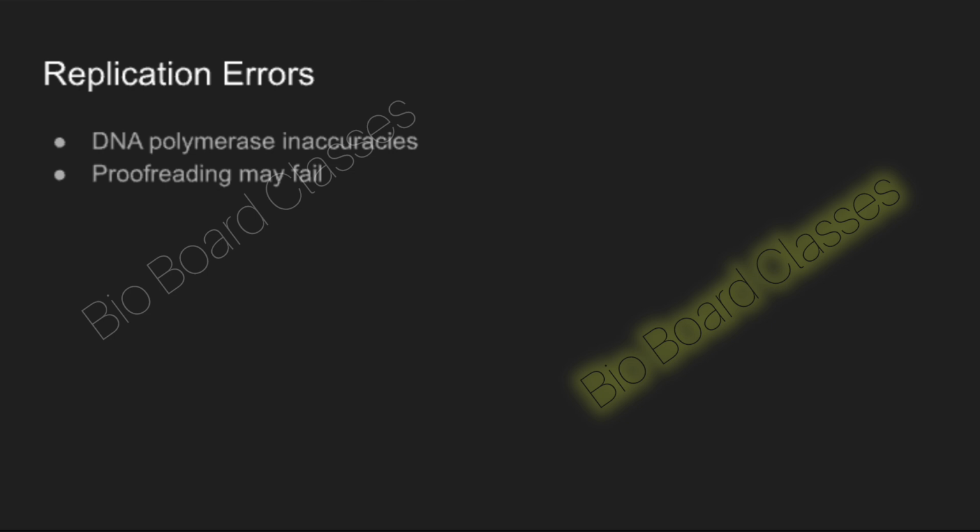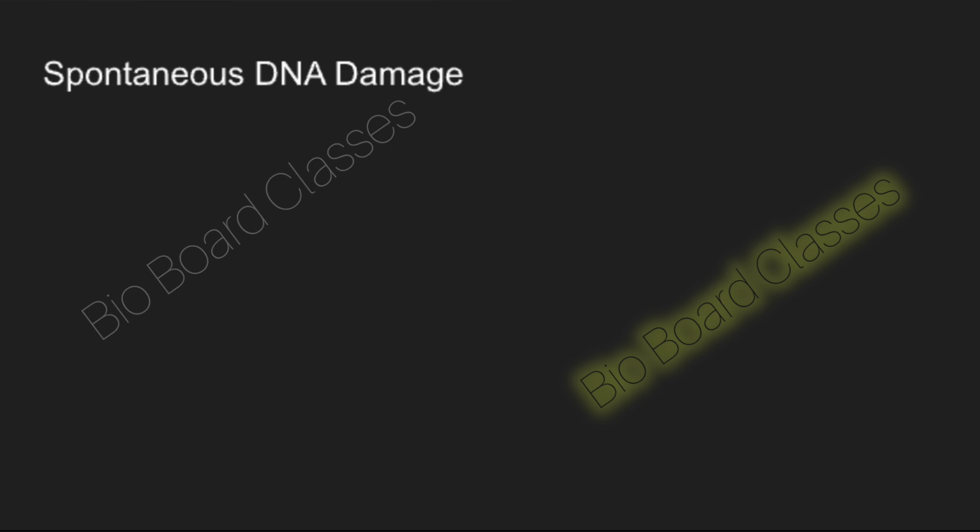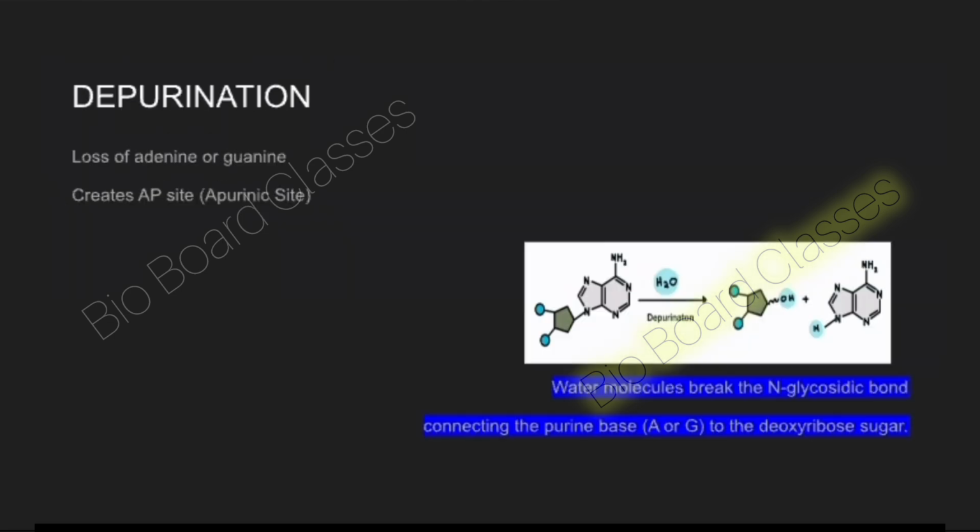Even without replication errors, DNA is chemically unstable. One common spontaneous mutation is depurination. It occurs when a purine base, adenine or guanine, is completely lost from the DNA molecule. This creates an empty site called an AP site. During replication, DNA polymerase may insert a random base at this position, increasing mutation risk.